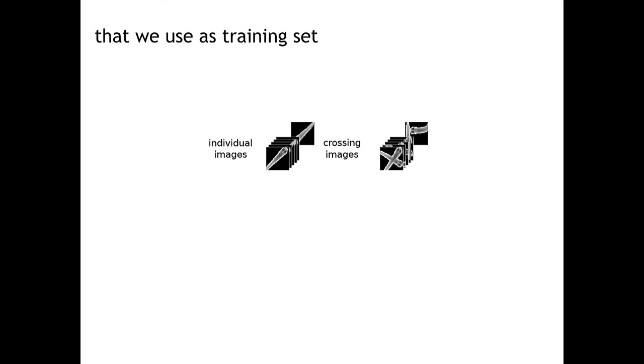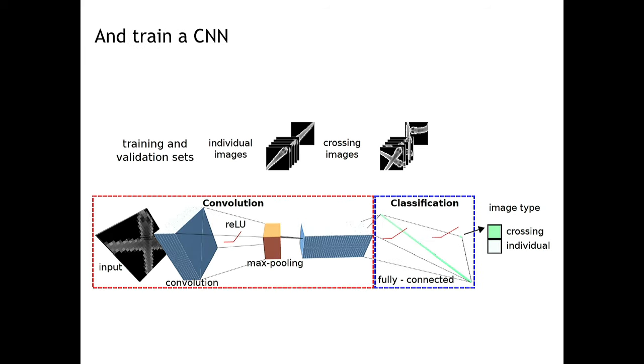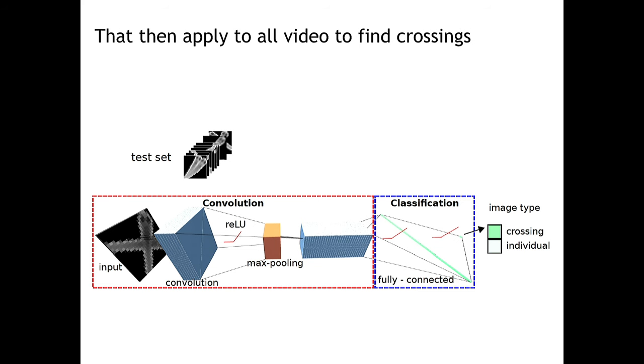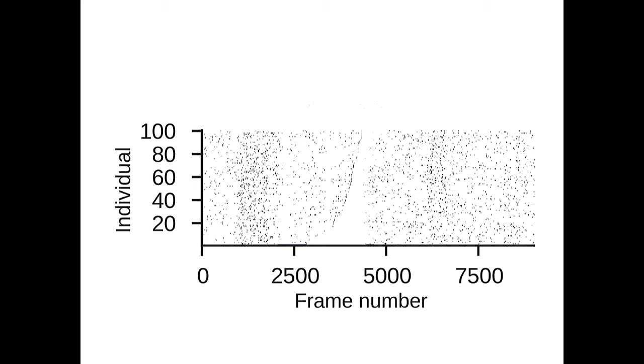And then we also have a data set from the video obtained as individuals, another one for crossings. So we have another network, a bit simpler, but we train it only on two outputs, whether it's a crossing or an individual. We use the training images that we obtain with our heuristics, and then the network will tell us in the video which images correspond to crossings and which to individuals. This is our test set, which in our case will be the whole video. I'm here plotting on the y-axis my 100 animals in the video, and this is frame number. I will put in black the little fragments of the video in which my network is telling me that animals are crossing, and in white when they are individuals. So this is the result of that crossing network.